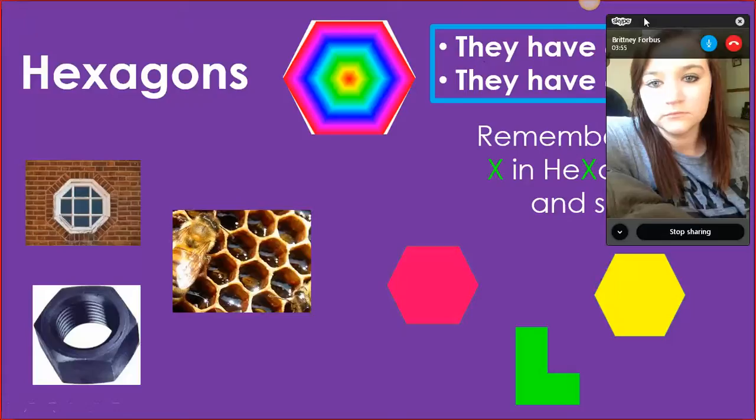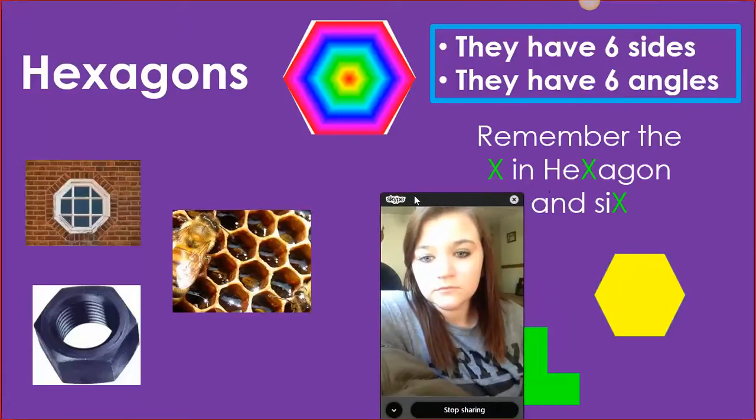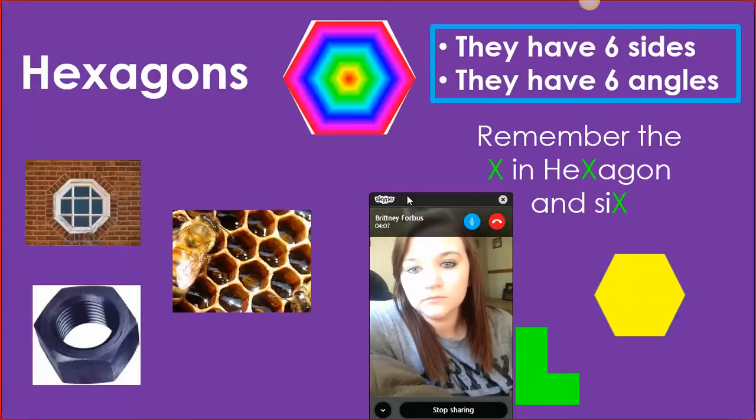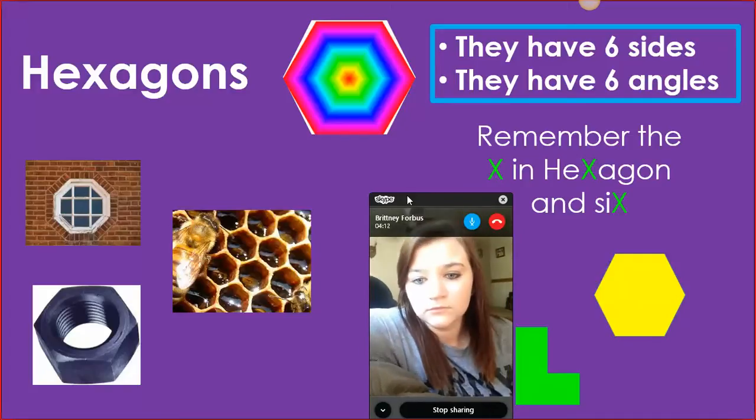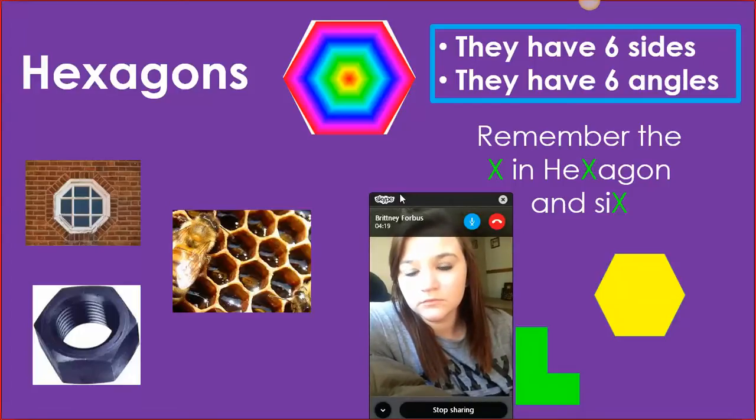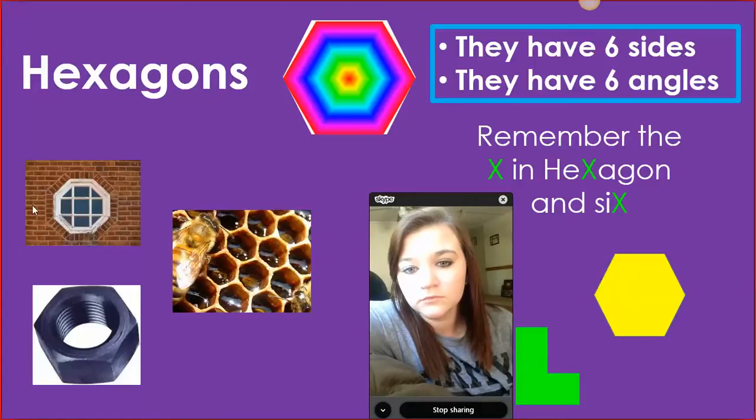Next, we have hexagons. Hexagons have 6 sides and 6 angles. I remember that hexagon has 6 sides and 6 angles by the X, because there's an X in hexagon and there's an X in 6. That's just a little trick that I use to help me remember the amount of sides and angles. Over here we have a few examples: a window that's shaped like a hexagon, a beehive, and a nut.